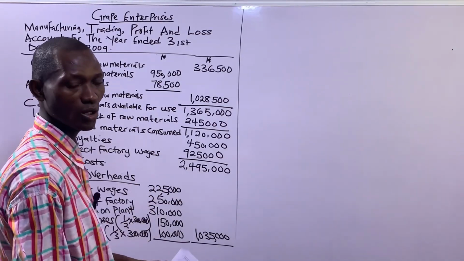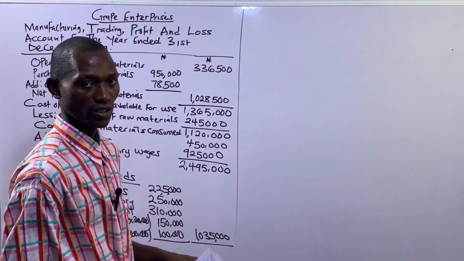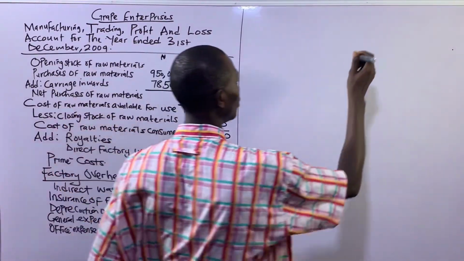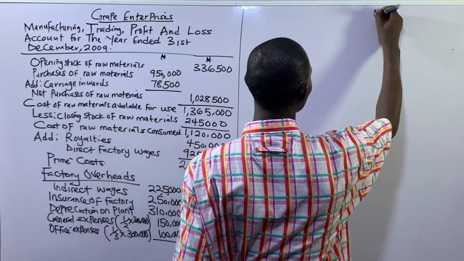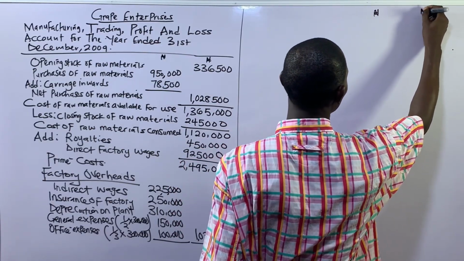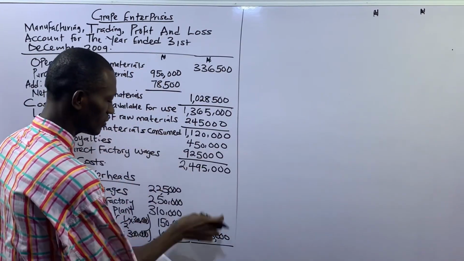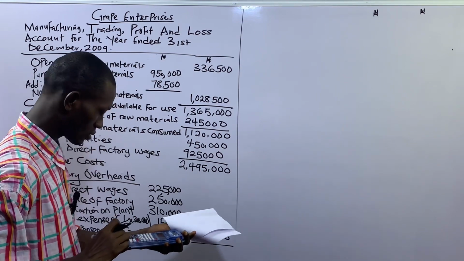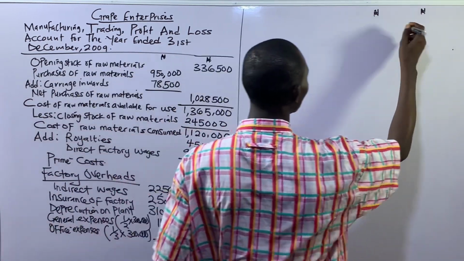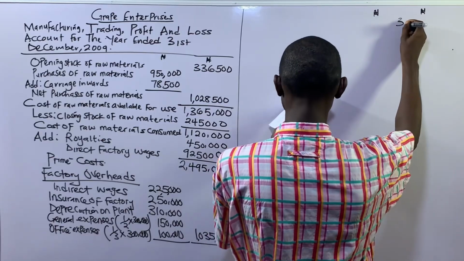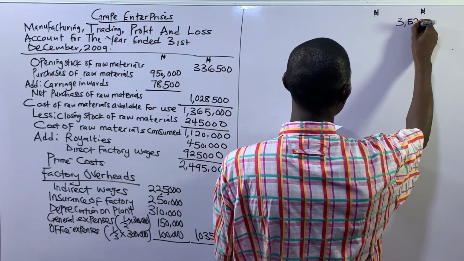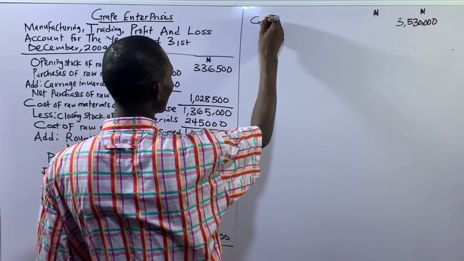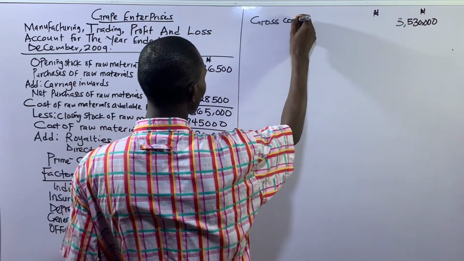Then that will give us gross cost of production. Then we will add our opening work in progress and less our closing work in progress. So the addition of these two gives us 3,530,000. So that's gross costs of production.